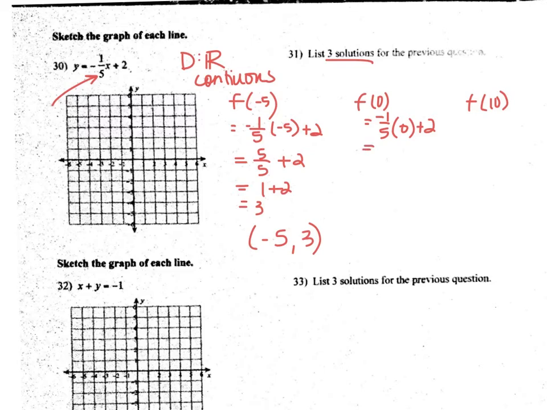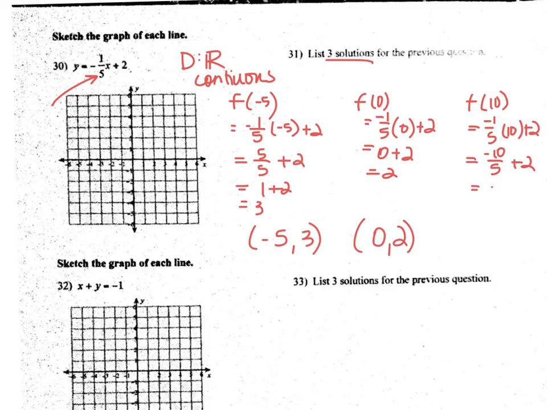All right, this one's 0, always easy. Anything multiplied by 0 is 0, so that's 0 plus 2 equals 2. So this solution is (0, 2). And then f of 10 is -1 over 5 times 10 plus 2. That gives me -10 over 5. Remember, I'm multiplying the top. That's -2 plus 2, so that gives me 0. So this is (10, 0).